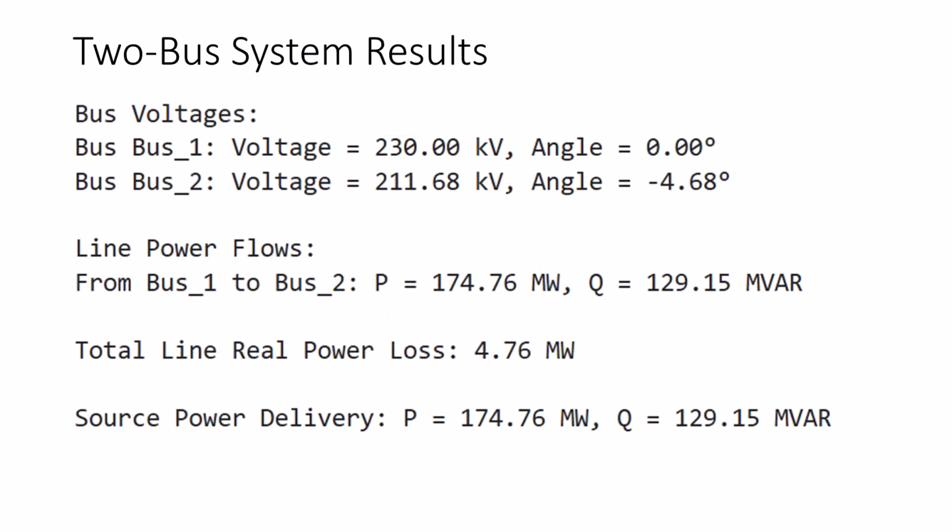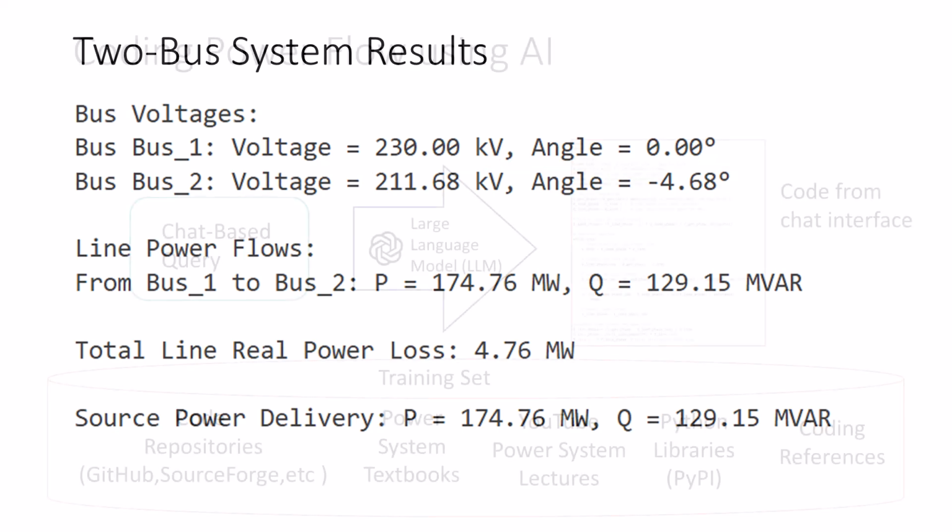The solution for this two-bus power system is shown. These results were obtained using a pre-existing power flow program. For a source voltage set to 230 kV, we get a line voltage magnitude at the load of 211.68 kV with a phase shift of minus 4.68 degrees.